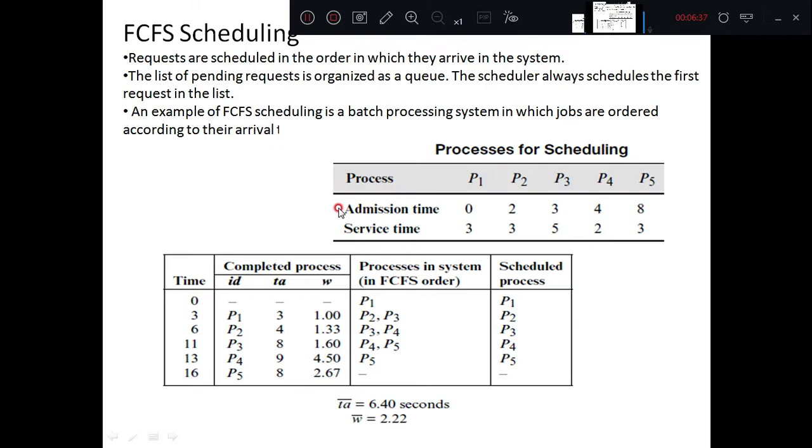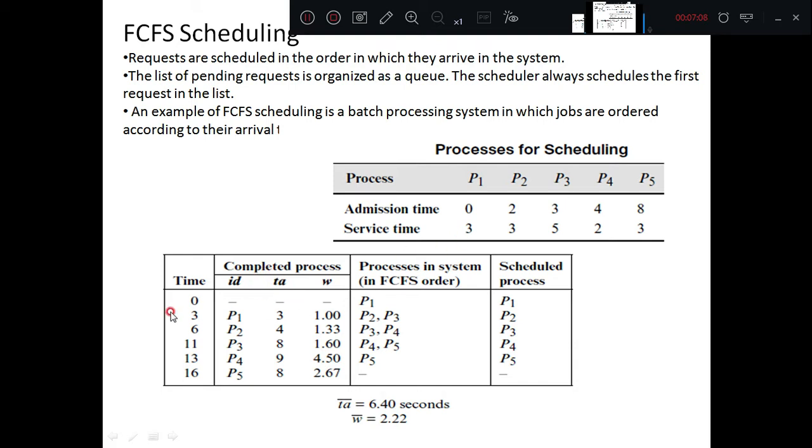We will get the weighted turnaround time. To calculate weighted turnaround time, the turnaround time must be correct, otherwise we will get a wrong result. If you have not understood turnaround time, please go back in this video and understand turnaround time first before you calculate the weighted turnaround time, right?